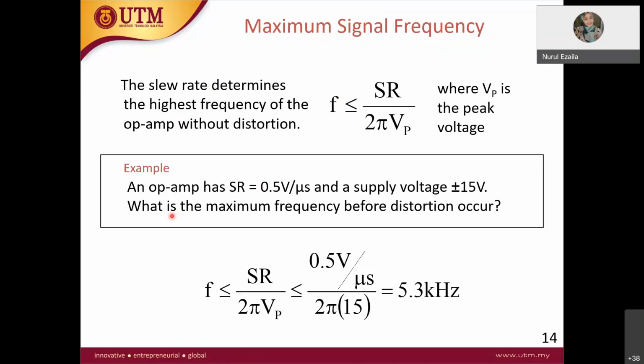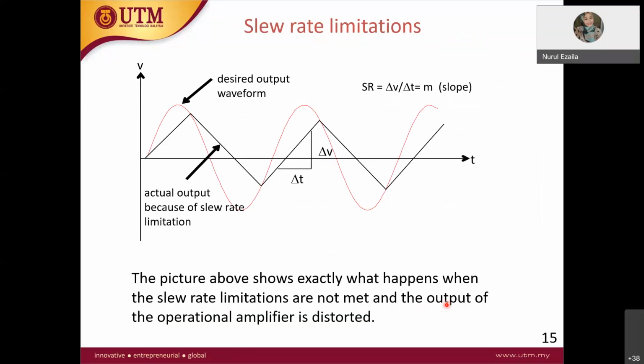For example, if you have an op-amp with a slew rate of 0.5 volt per microsecond, what is the maximum frequency before distortion occurs? This is how you calculate: f is less than or equal to the slew rate over 2 pi V peak. If V peak is given as 15 volts, therefore the maximum frequency before distortion occurs is 5.3 kHz.